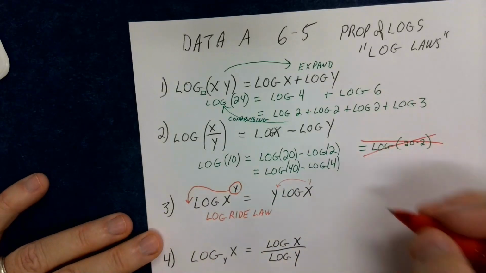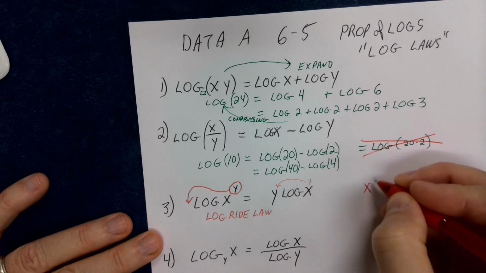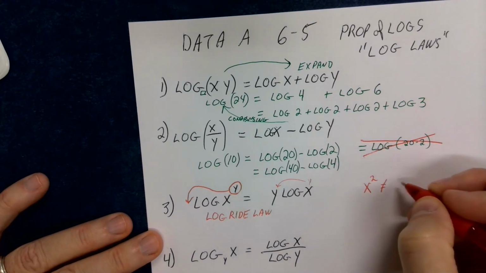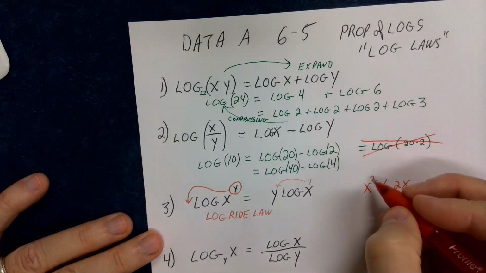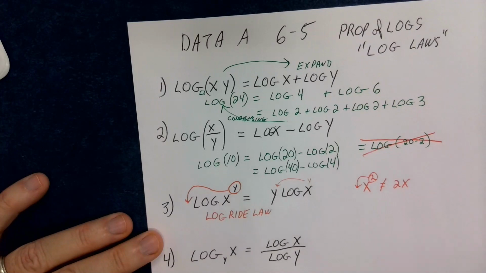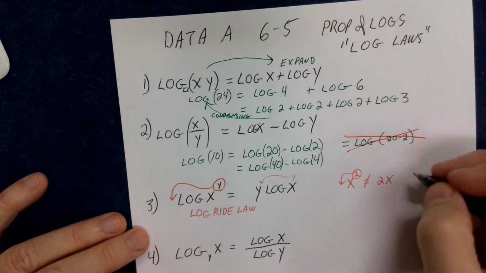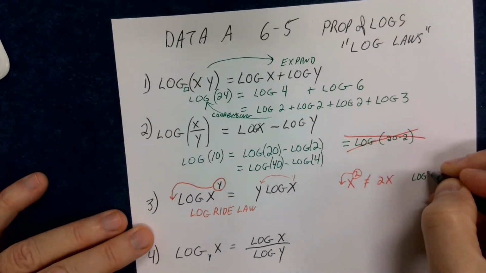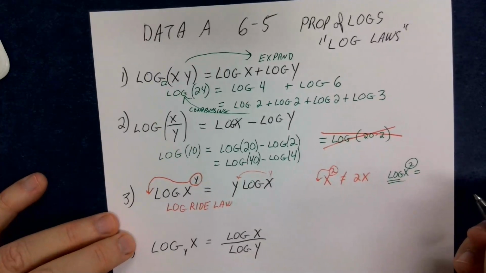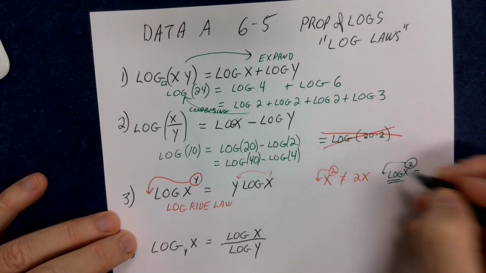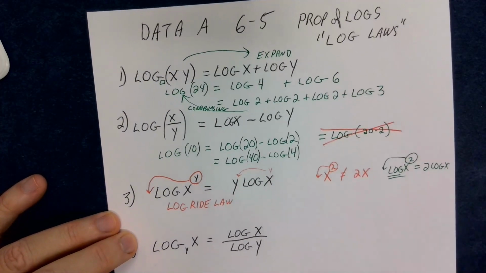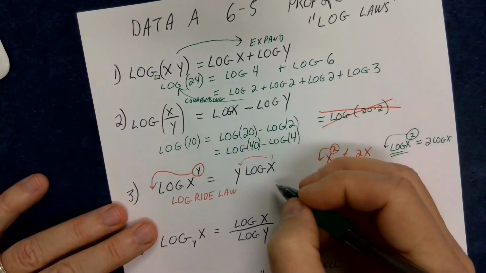Now, I want to be clear on this. You cannot do this. You can't just take a 2, this does not equal 2x. You can't just take an exponent and bring it down in front of something. The only way you can do it is if you have the log with it, and then the 2 can come down in front. So log x squared is equal to 2 log x. And I'll give you a little breakdown as to how this works.